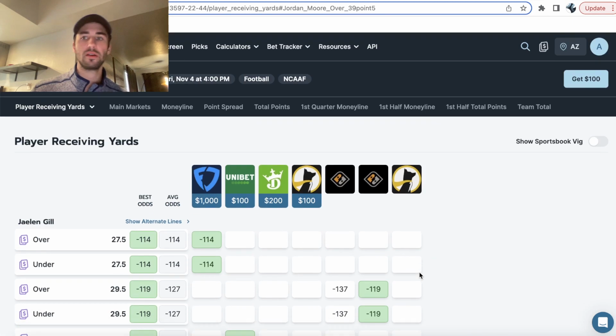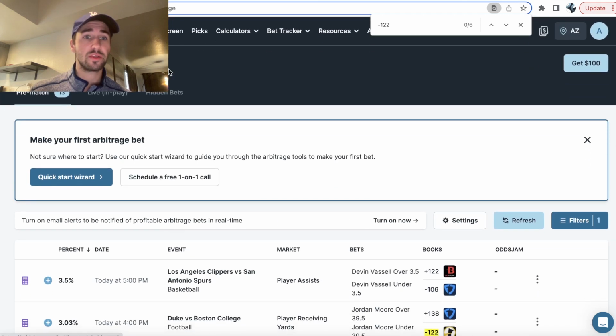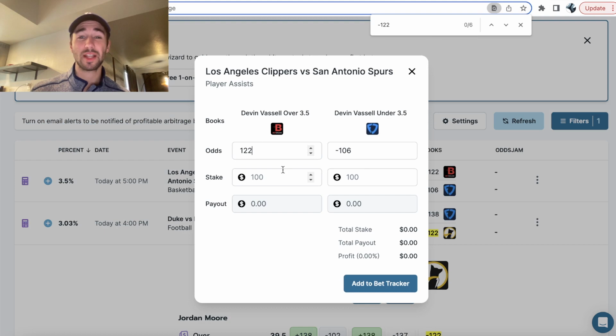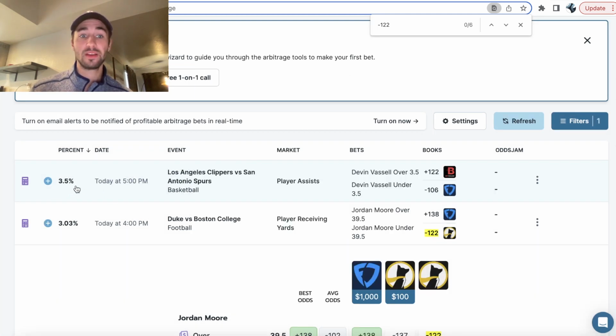As an example, I found this discrepancy for Duke Boston College in Jordan Moore's receiving yards line. This play was from the OddsJam arbitrage betting tool. Arbitrage betting just means there's such a big discrepancy in sportsbook odds that you can bet on both sides, the over and the under, and earn a risk-free profit. Here, for example, you can bet Devin Vassell over 3.5 assists at plus 122, betting 100 to win 122 in profit, and you can bet on the under on FanDuel and earn a risk-free return of 3.5% today.